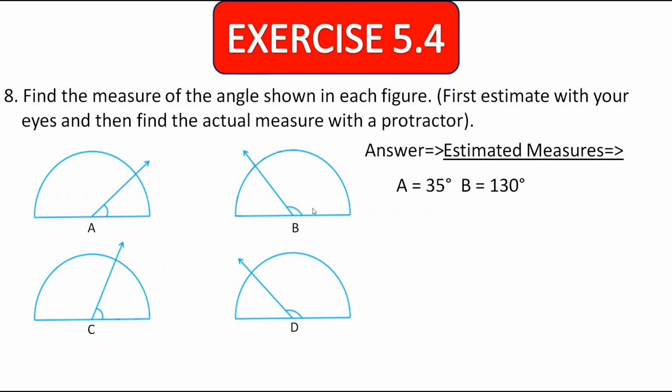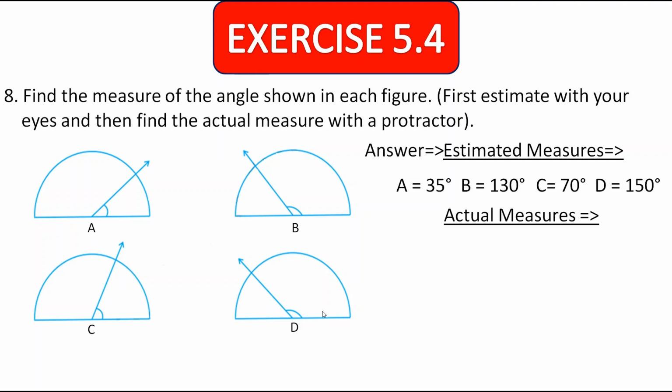Okay. Now let's estimate this third angle C. It can be 70 degree. I think it is 70 degree. Let's check with the help of protractor once. First we will write the estimated measurements. Now here the angle D can be 150 degree. Okay. Now let's check with the help of protractor.